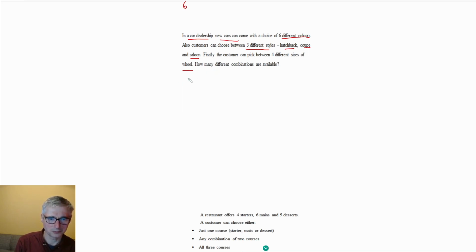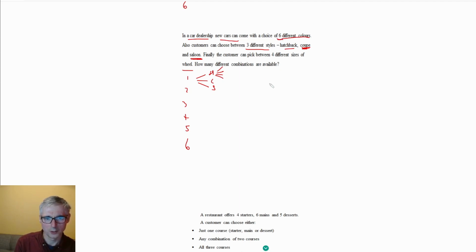So we could write down, let's say we number the colours 1, 2, 3, 4, 5, 6, and we could say that for each one of those colours we've got 3 different styles of car: hatchback, coupe, however that's said correctly, and saloon. So we've got the 3 different options there: H, C and S, and then for each one of those we've got 4 different wheel sizes. So what we could see is we could just actually multiply these 3 numbers together.